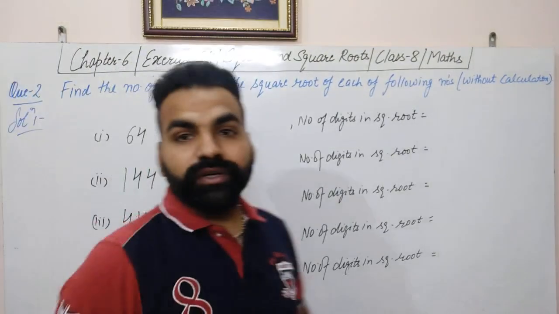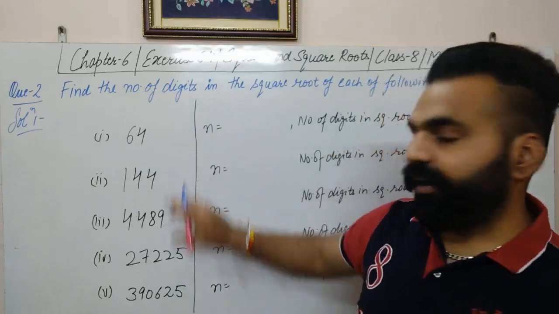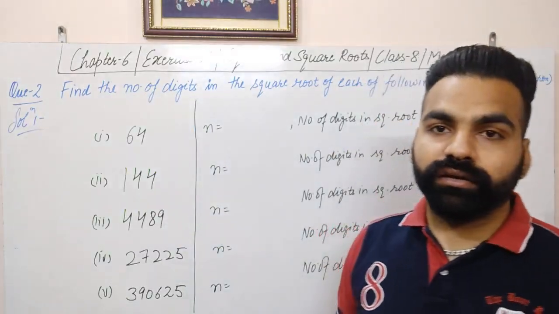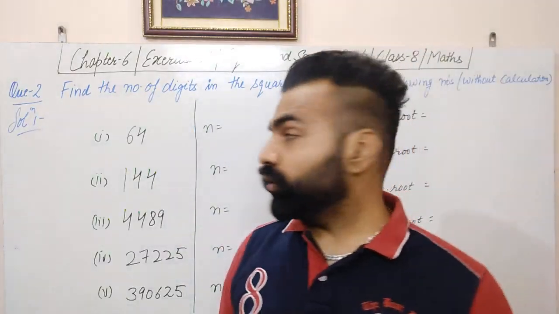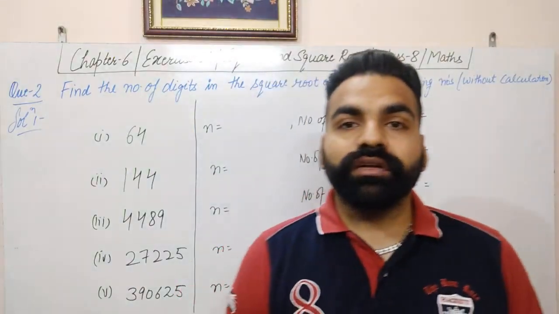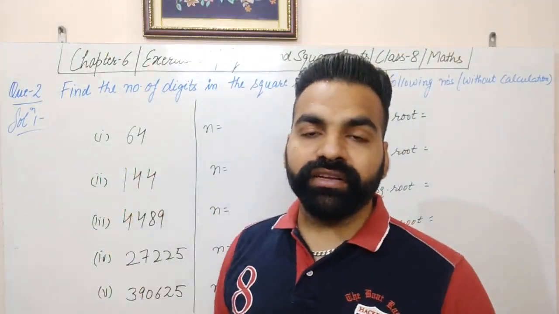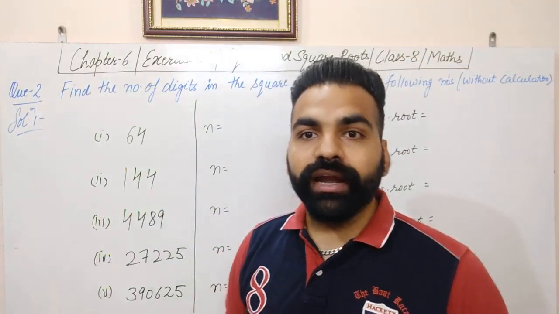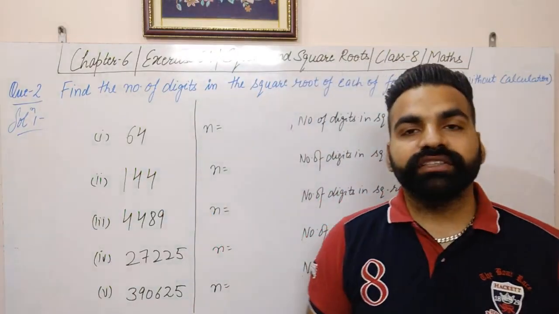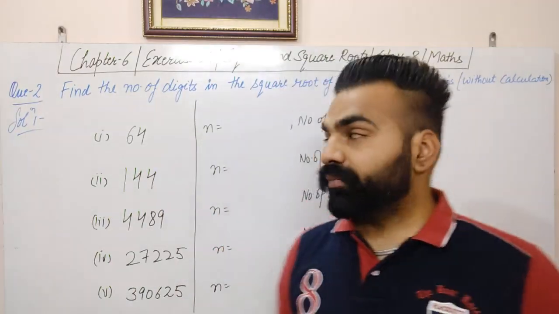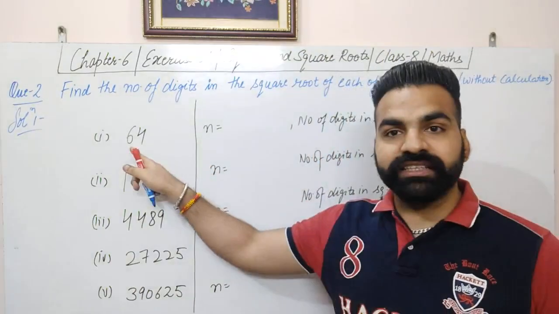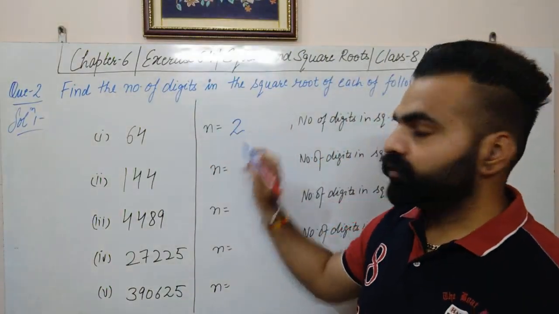Now question number 2: we are given 5 numbers and we have to tell the number of digits in the square root of all these numbers. In the previous result we studied, if n is even, then the number of digits in the square root is n by 2, and if n is odd, then the number of digits is (n plus 1) by 2. So here the number of digits is 2, so the value of n is 2.